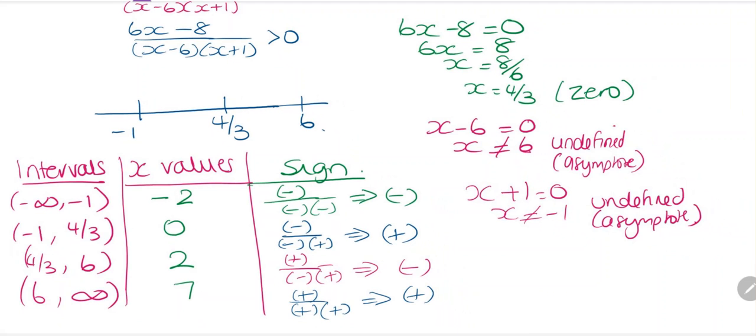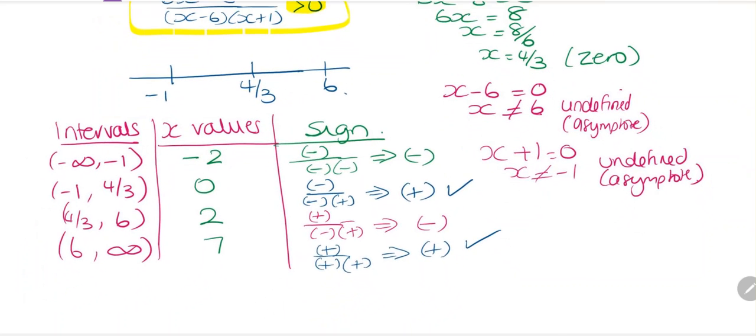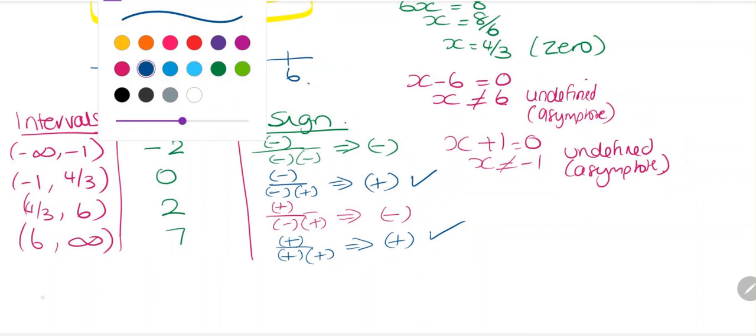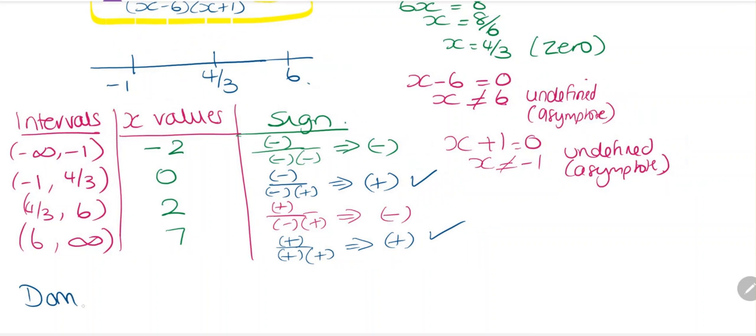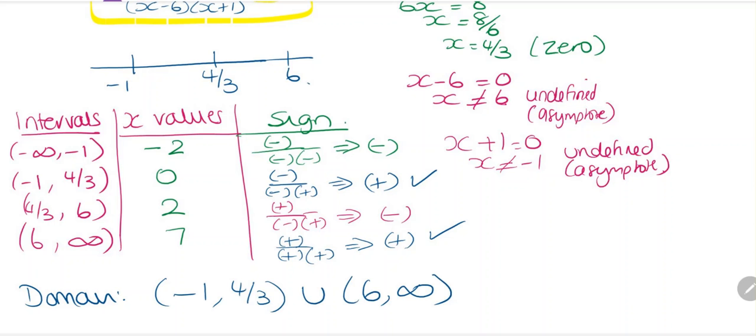So if you look at our question here, this is greater than 0. So we're looking at the positive outcomes. So this is positive and this is positive. So our final domain is going to be, we're going to write from -1 to 4/3 union with 6 to positive infinity.